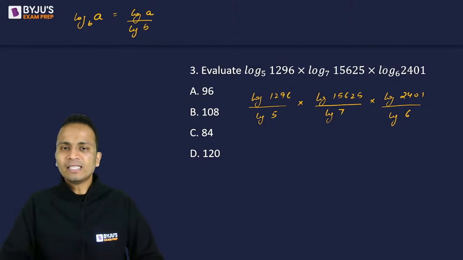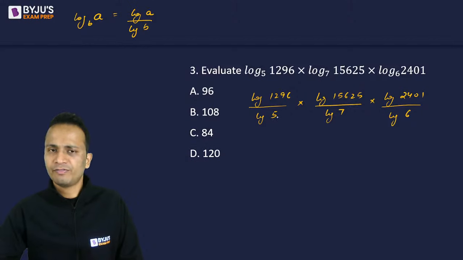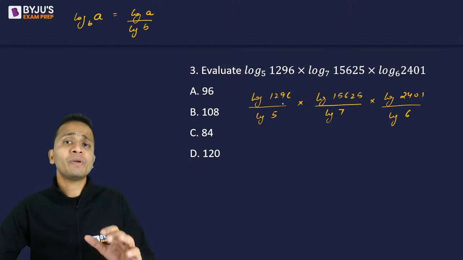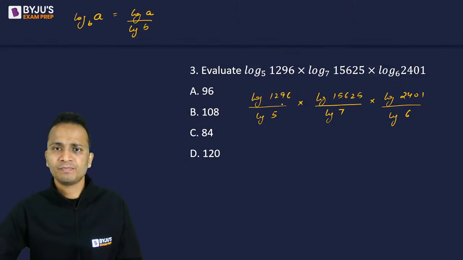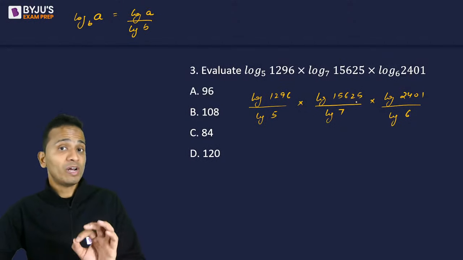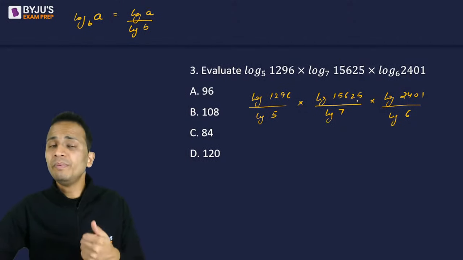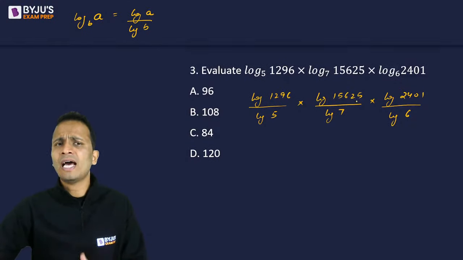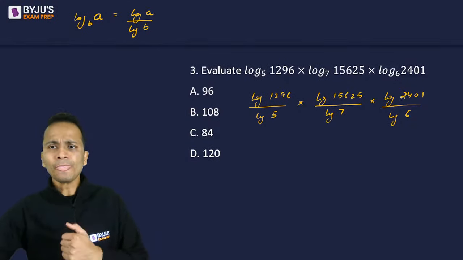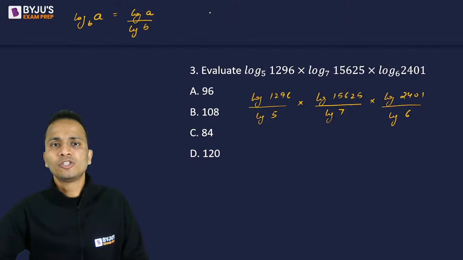Okay, now look at the denominator first of all, log 5. So in the denominator you have log 5. So obviously 1296 cannot be converted in the power of 5. Let's look at the next number, 15625. 15625 can probably be factorized and written as a power of 5. 2401 cannot be.